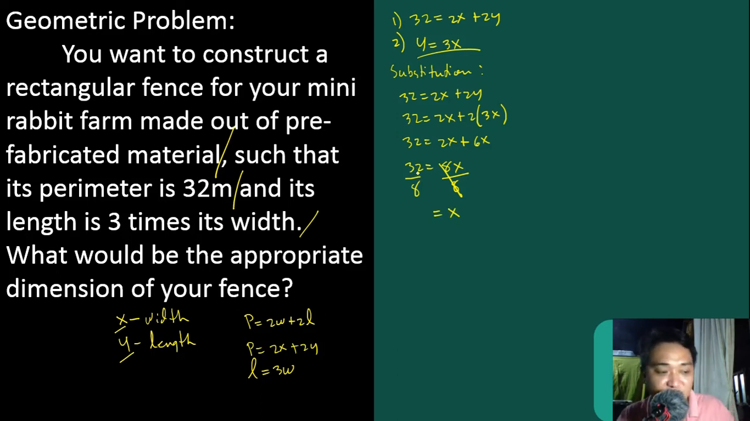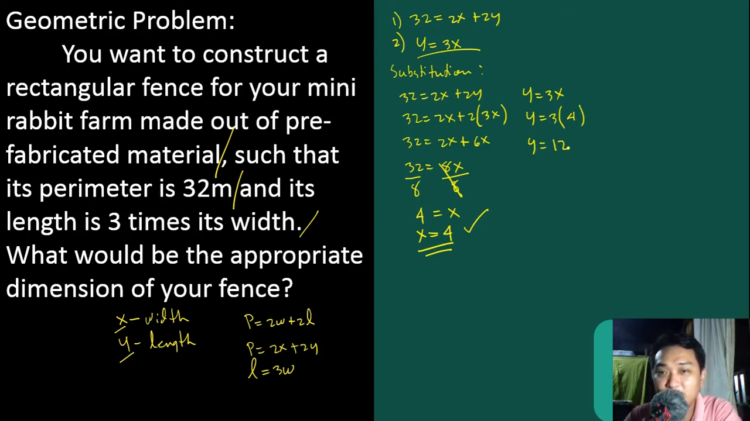So 32 divided by 8 is 4, or x is equivalent to 4. Ayan po. May value na tayo ni x. Yung kanyang width is 4. Ang kailangan na lang natin hanapin yung length, where y is equivalent to 3x. Y is equivalent to 3 times the value of x, which is 4. Y here would be 4 times 3 is 12. So, yung length niya is 12.